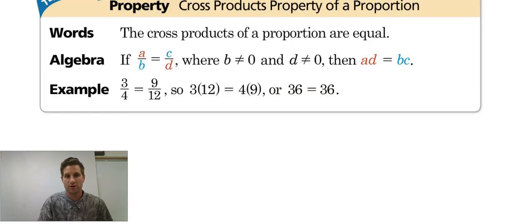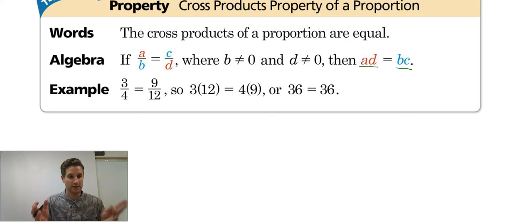Okay, so this is our cross products property, and this is how we actually solve our proportions, through this thing called cross products. The cross products of a proportion are equal, meaning if I multiply A times D and C times B, they're going to be congruent statements, just like here. And here's our example: 3 over 4, 9 over 12. 4 times 9 is 36. 3 times 12 is 36. Okay, so this is how we solve our proportions.